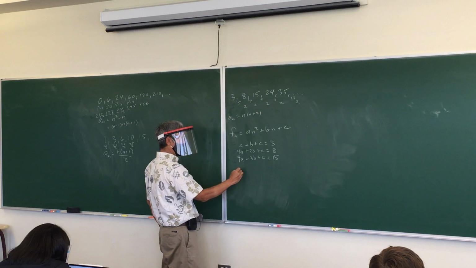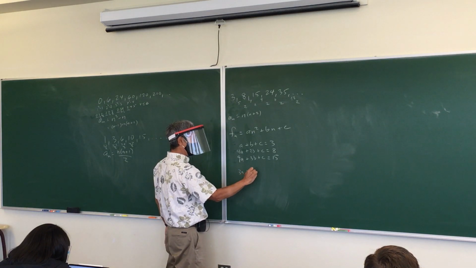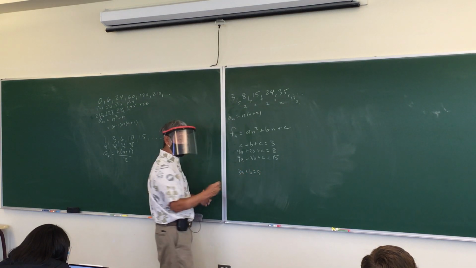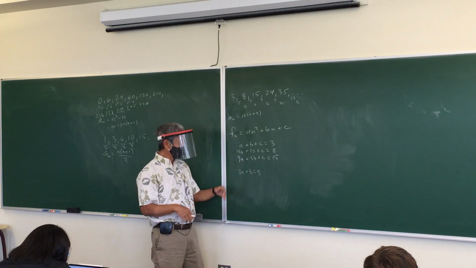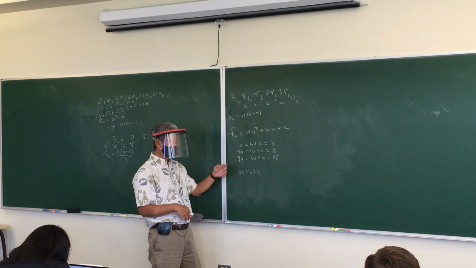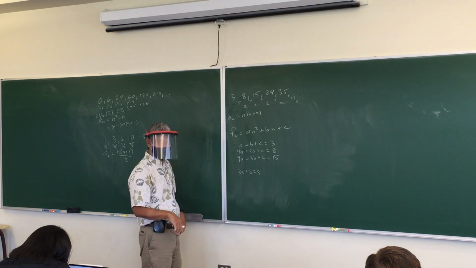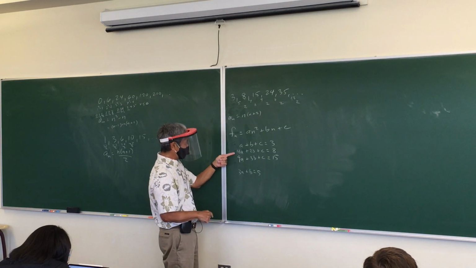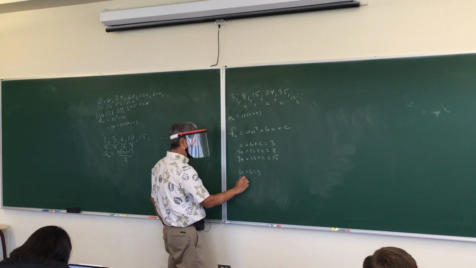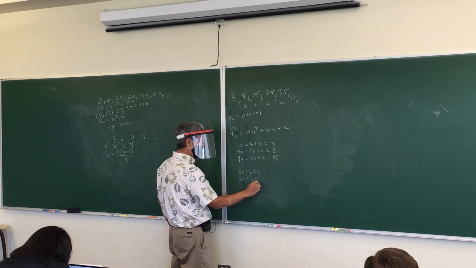2 minus 1: 3a plus b equals 5. Now you have to involve equation 3, so you can either go 3 minus 1 or 3 minus 2. I like to go 3 minus 2 because they're next to each other, so there's less chance of making an error. What is 3 minus 2? 5a plus b equals 7.